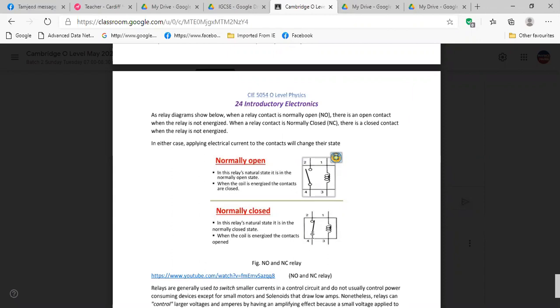So it's written here. Look here. In this relay's natural state, it is in the normally open state. When the coil is energized, the contacts are closed. Then the machine starts. Is it clear? And in this relay's natural state, it is in the normally closed state. When the coil is energized, the contacts open and the machine is off.